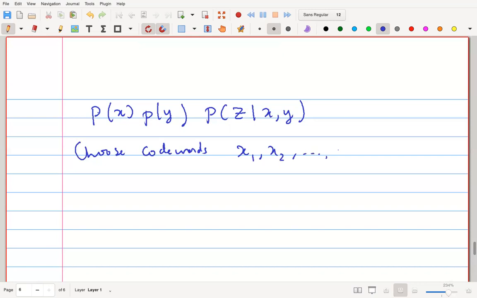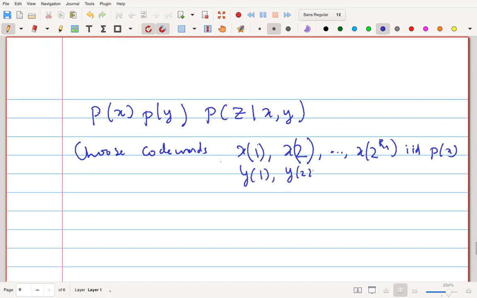So actually, I think the notation that I normally use is x1, x2, up to x2 to the R1, IID from Px, and correspondingly Y1, Y2. This is basically I'm repeating the IID proof from class, but with one-shot language.